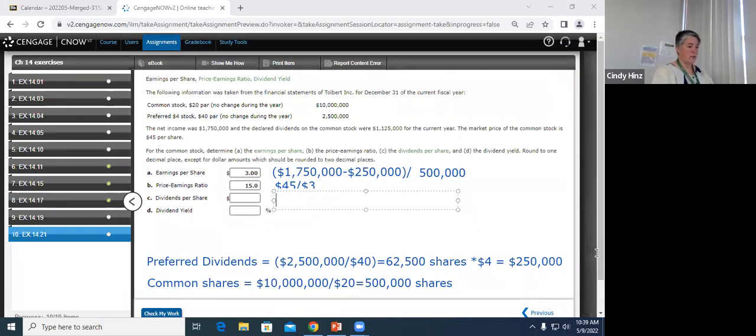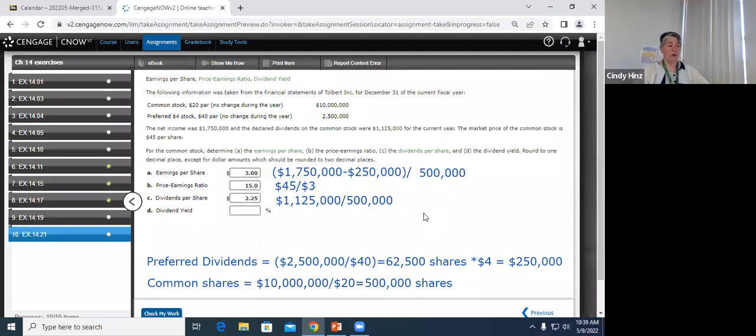So dividends per share is very straightforward. We're told that the dividends on the common stock were 1,125,000, and we've already calculated there were 500,000 shares. And so the dividends per share, again, is expressed in dollars, $2.25.